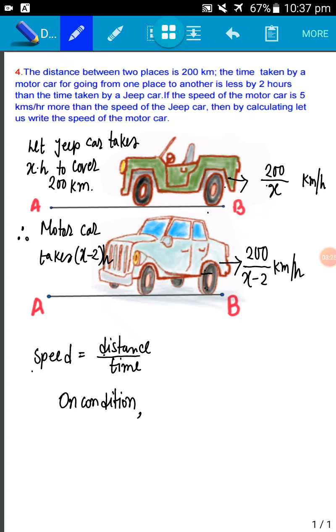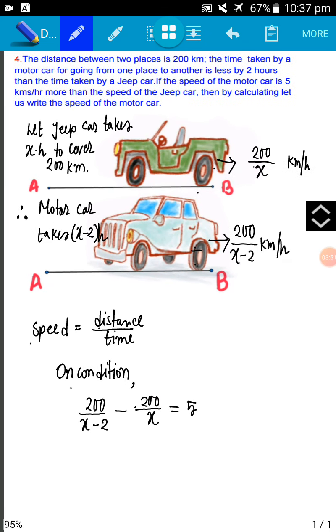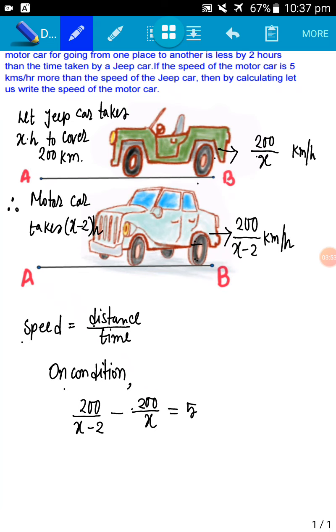Now on condition, as the speed of the motor car is more, we have to write 200 by x minus 2 is the speed of the motor car and it is more than the speed of the jeep car by 5 km per hour. So this is our equation, and now we have to solve it to get the value of x.